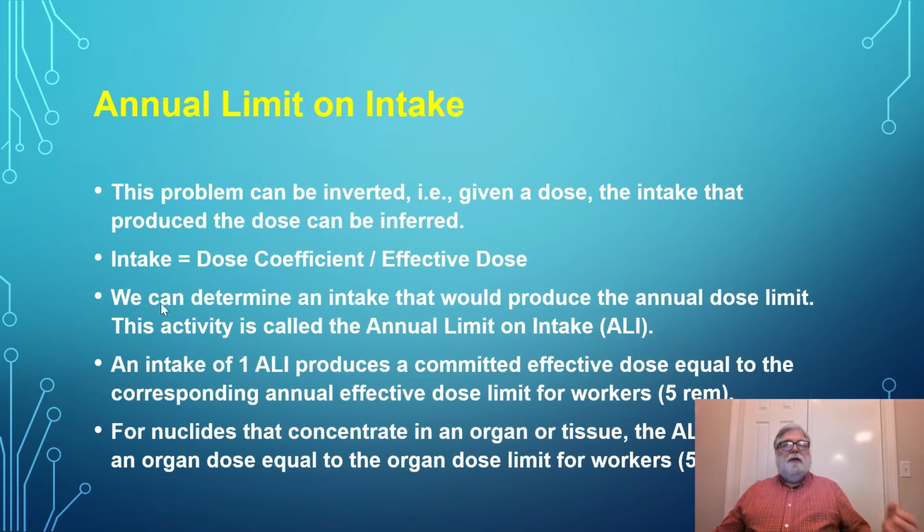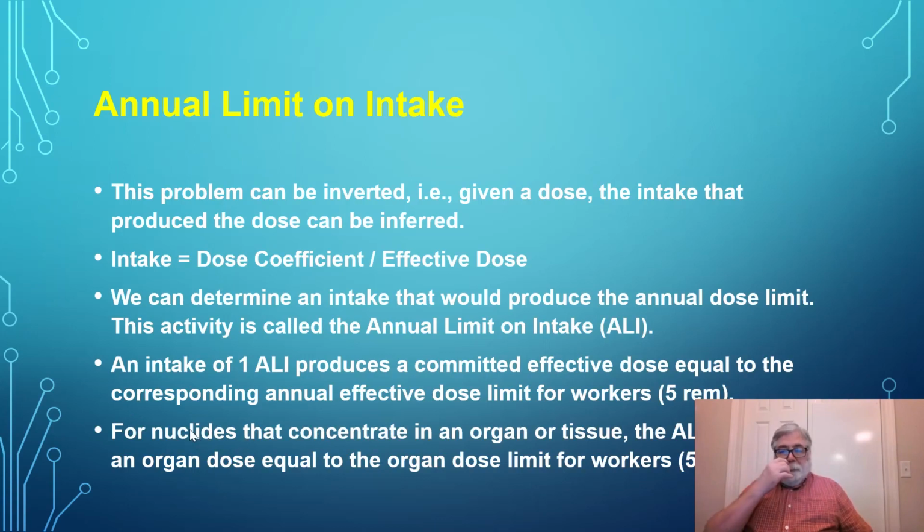If we use the annual limit in the regulations for the effective dose that we're interested in, then the intakes that occur as a result of that would be the annual limit on intake. A worker can receive no more than this activity in order to have their effective dose be less than the standard. And so these tables exist in the regulations. An intake of 1 ALI produces a committed effective dose equivalent that's equal to the corresponding annual limit.